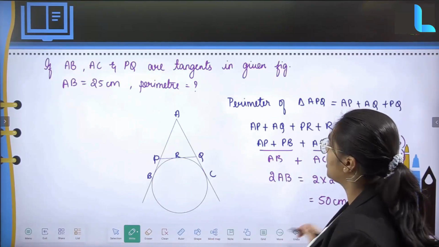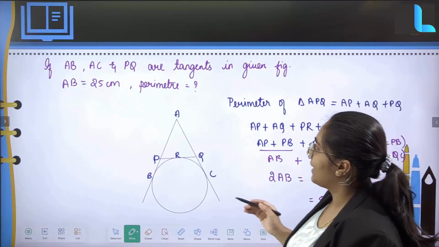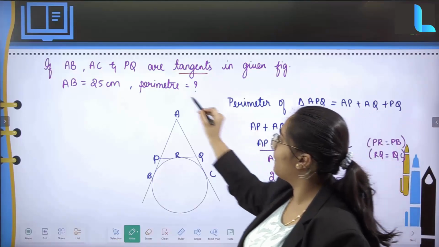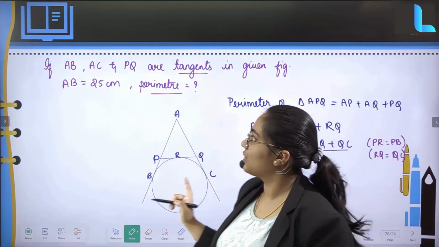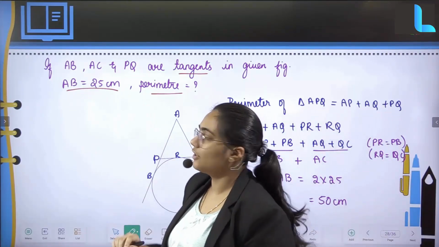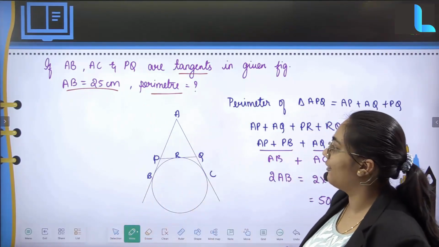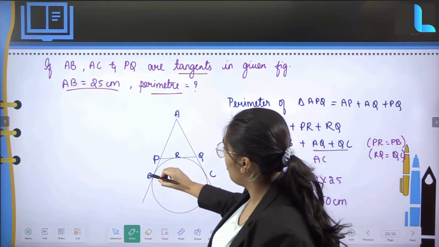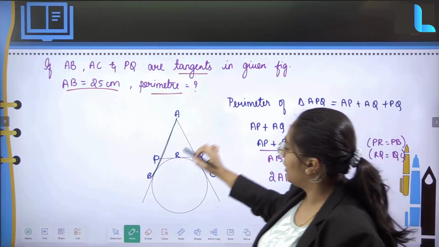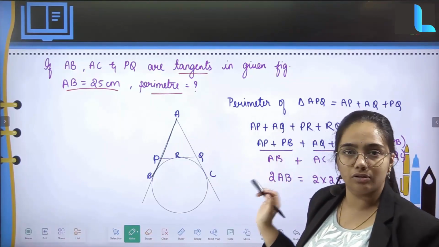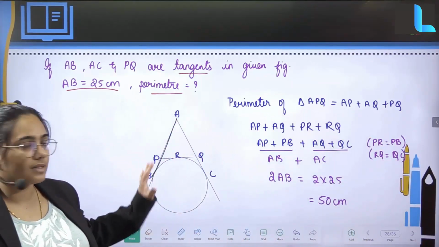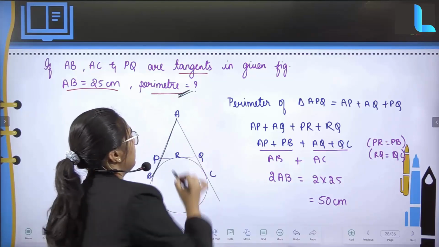Right, next question. If AB, AC and PQ are tangents in a given figure, you have to find out the perimeter. So the given information is that there are tangents in the given figure, and also one piece of information given is AB is equal to 25 centimeters. So this AB is equal to 25 centimeters is what they have specified. If this is 25, my AC also has to be equal to 25. So before that, how will we proceed? We have to find out the perimeter.